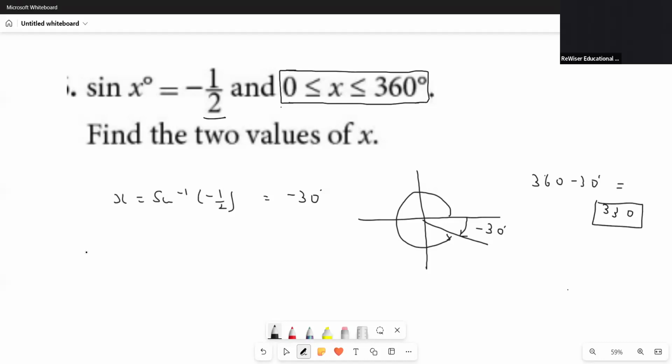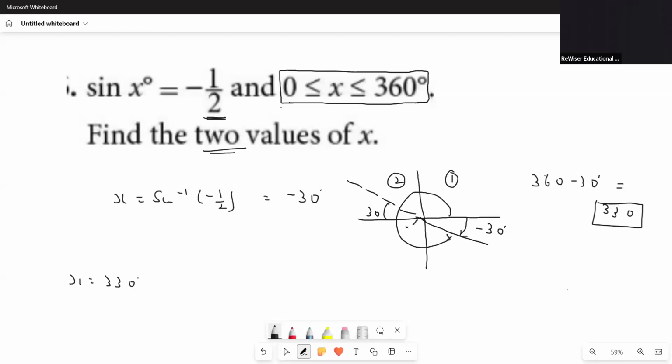So that literally means one answer which lies in the domain is x equal to 330 degrees, but they said two values. Now, again, if I extend this here, that's vertically opposite angles and that's 30. Now again, sine is positive in the first quadrant and in the second quadrant, but here the value is negative.